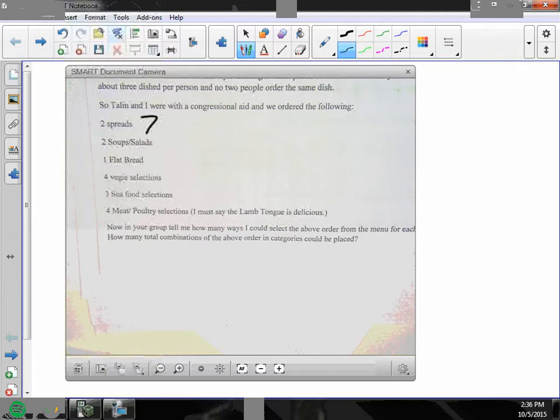For soups and salads, there are 8 soups and salads, and they chose 2 of them. Some of them look pretty good. Beet salad, no thanks. I don't do beets. Flatbreads, there are 2, and they ordered 1 of the 2 to share. Then if you turn the page, there are 20 vegetable dishes, and they picked 4. And then there are 12 seafood dishes. Some of those look pretty good. And there are 16 meat and poultry dishes.